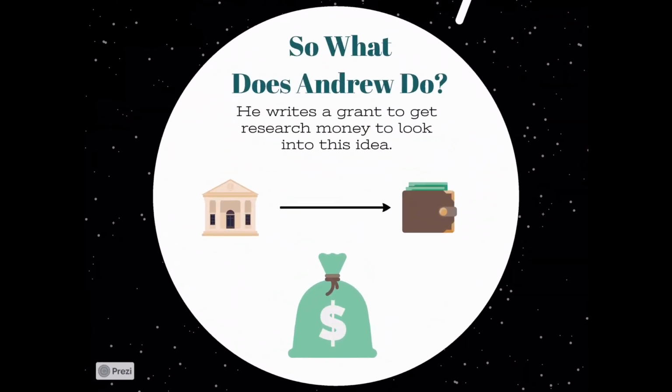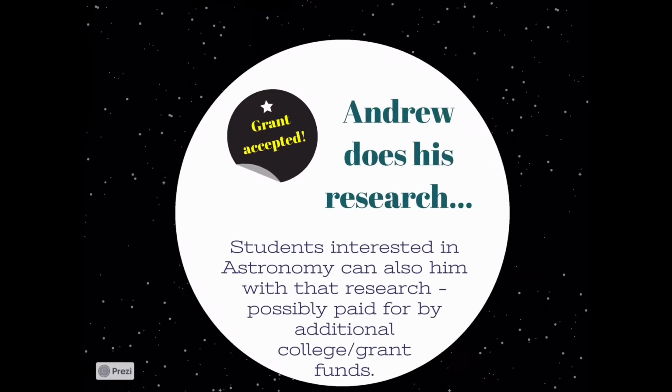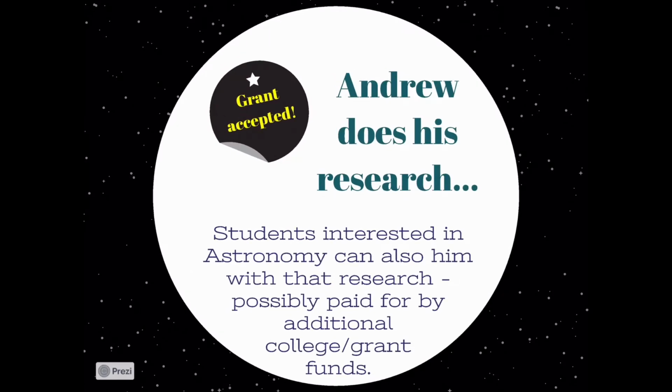So what does Andrew do? He writes a grant to get some additional research money to help him look further into his new idea. So Andrew does his research because his grant was successfully accepted. Some students interested in astronomy can also help him with his research, potentially even, if they're lucky enough, getting paid for by additional college or grant funds.